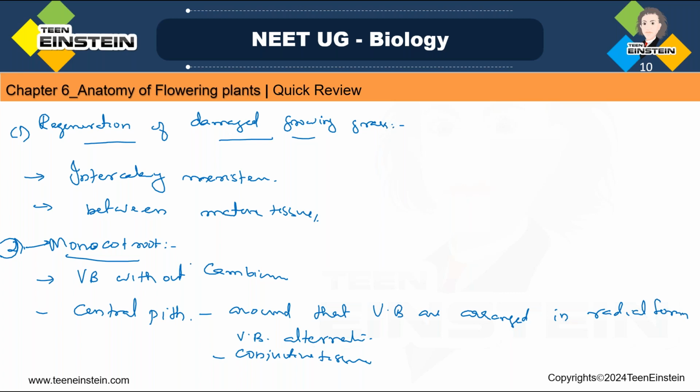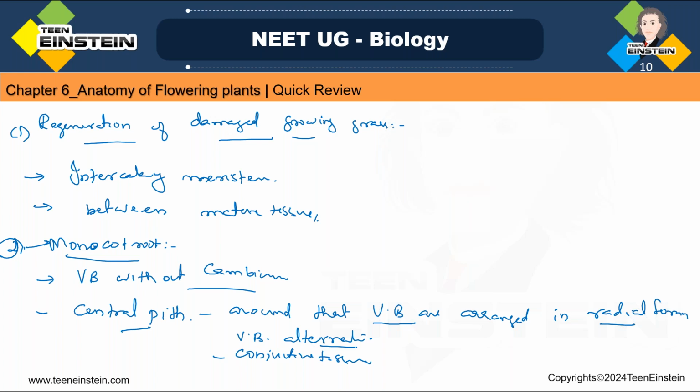Now I'm saying nearly 5 questions. Vascular bundles in monocot root don't have cambium, and a central pith region is there. Around that, vascular bundles are arranged in a radial form, and the vascular bundles are alternate. Phloem and xylem are separated by a narrow strip called conjunctive tissue, and this does not take part in cambium formation. So the vascular bundles in monocot roots are closed and do not show any secondary growth.